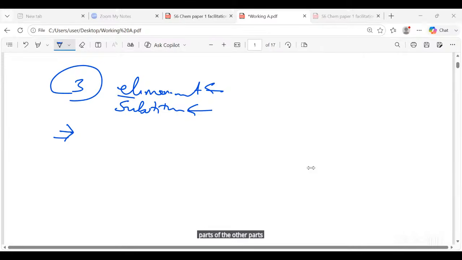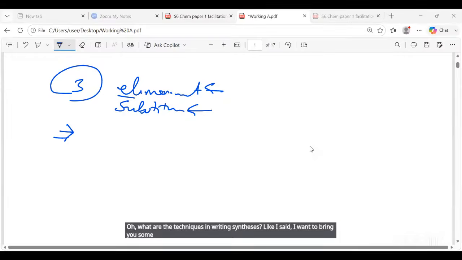Oh, what are the techniques in writing synthesis? Like I said, I want to bring you some practice questions, around 20. Yeah? And then you see.